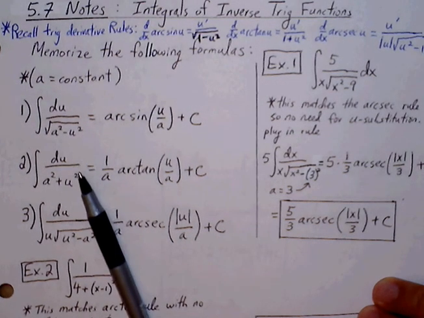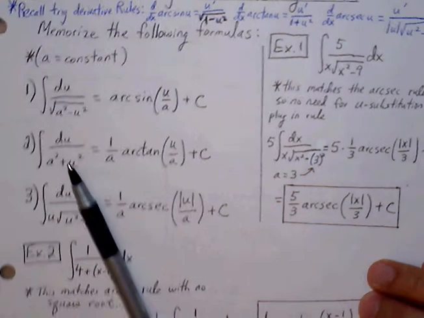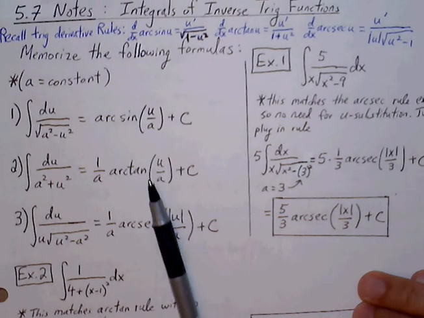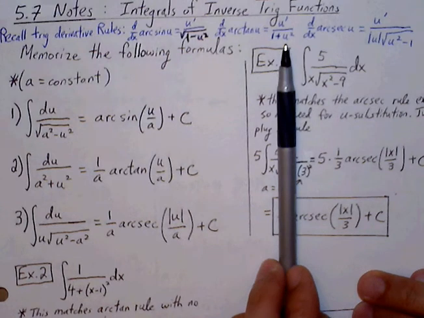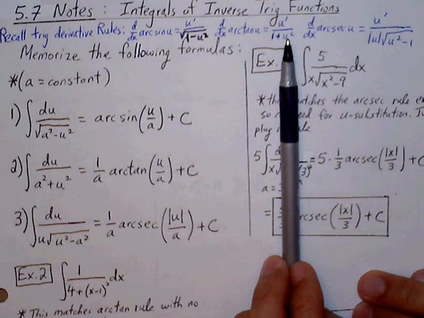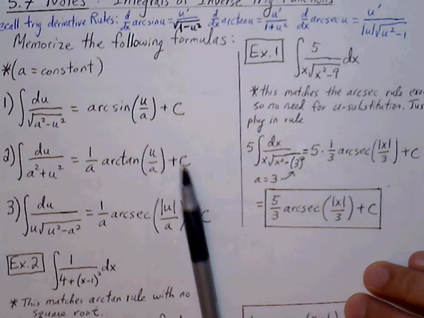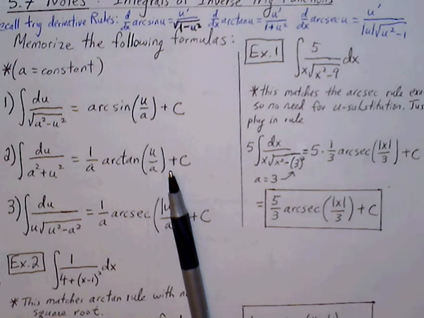Okay, if you look at arctangent, the integral of du over a squared plus u squared is 1 over a arctangent of u over a plus c. There's some similarities here as well. There's no square roots for arctangent. That kind of makes it stand out a little bit, allows us to identify the rule a little bit faster.